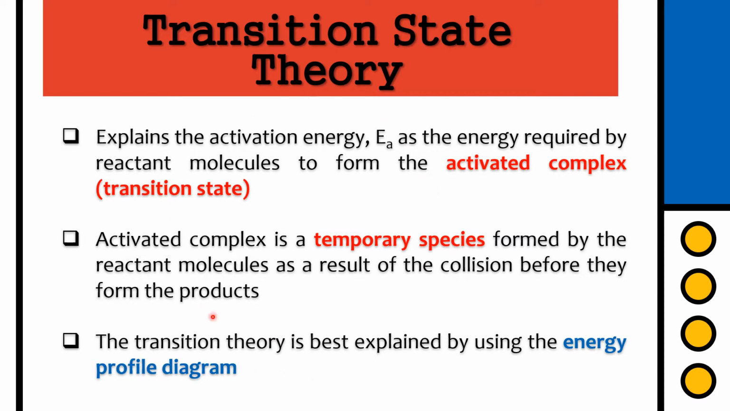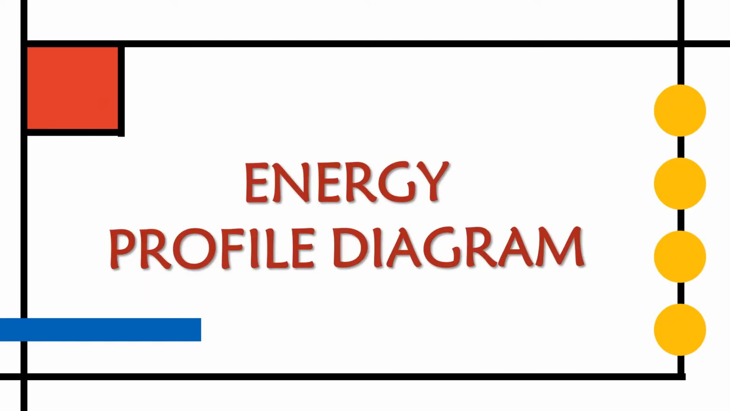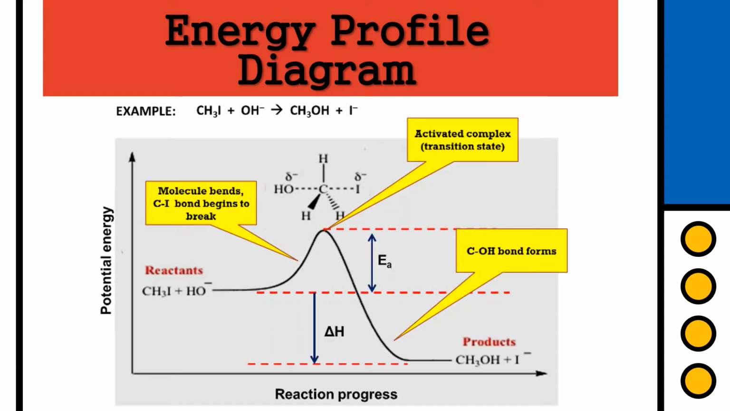Everything that I mentioned just now, we're going to look at on the energy profile diagram for a clear view of what I have said. So let's take a look at the energy profile diagram. This is our energy profile diagram. For example, I have a reaction here, CH3I plus OH minus to produce CH3OH plus I minus. We're going to divide this equation. The left part is our reactant.